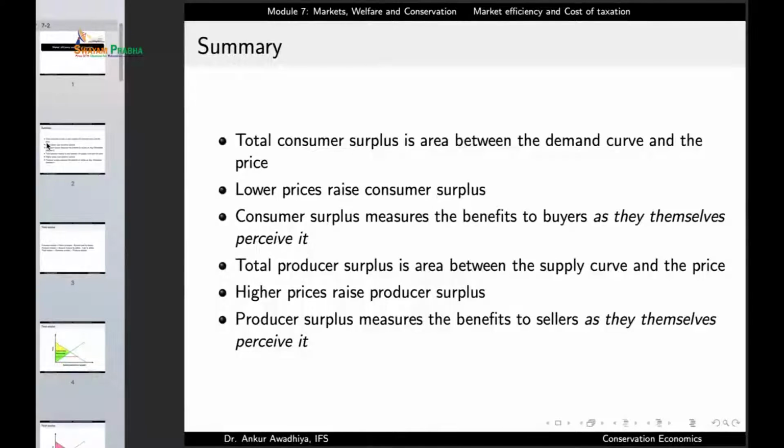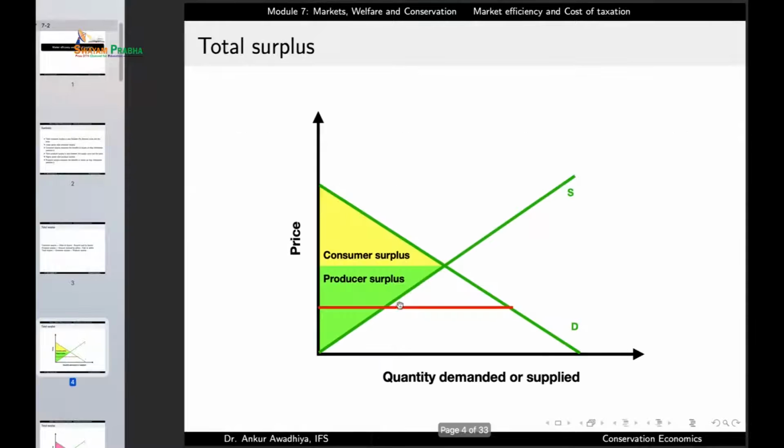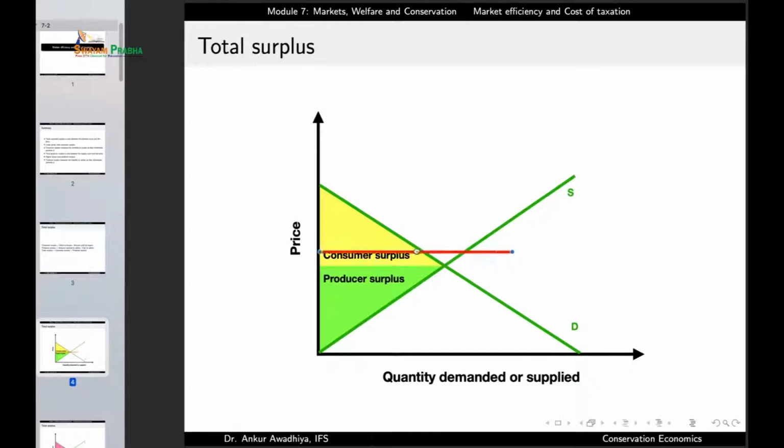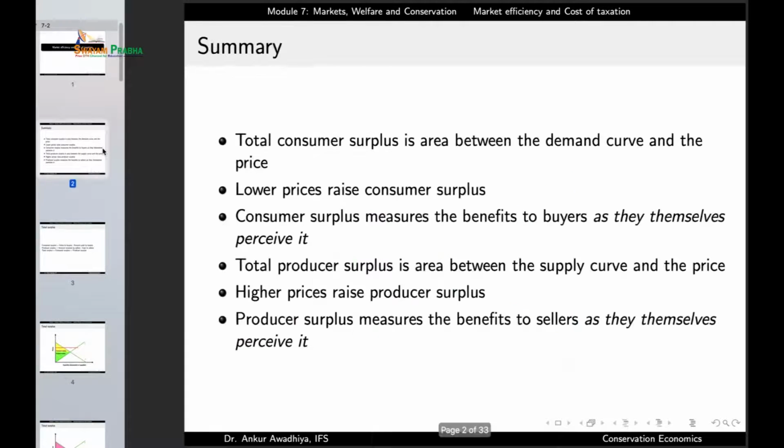Then we observed that total producer surplus is the area between the supply curve and the price. That is, if you look at this curve, the green colored triangle is the area between the supply curve shown here and the price. So this is the producer surplus. Higher prices raise the producer surplus. So if the price, in place of this much, is raised to this much, then the triangle would become larger, from here to here. So the producer surplus increases when the price increases. And third, we observed that producer surplus measures the benefits to the sellers as they themselves perceive it.